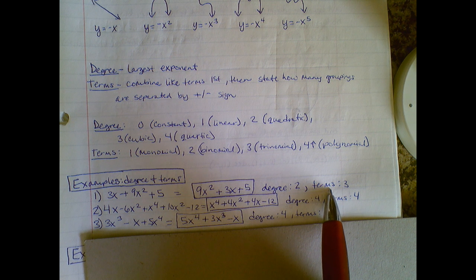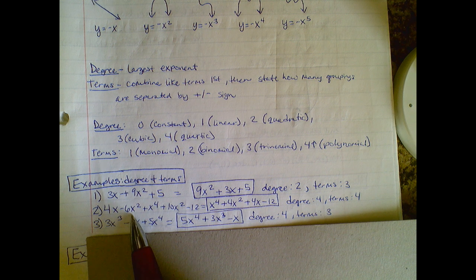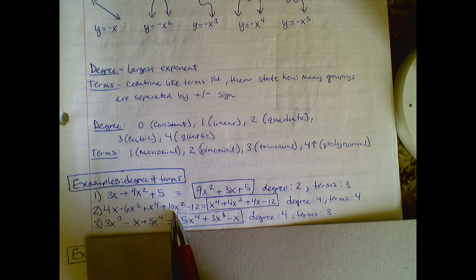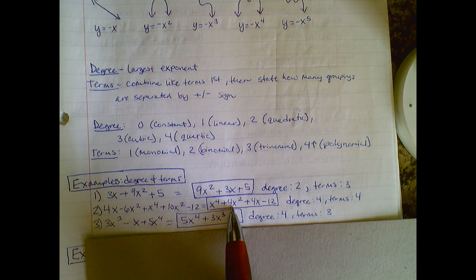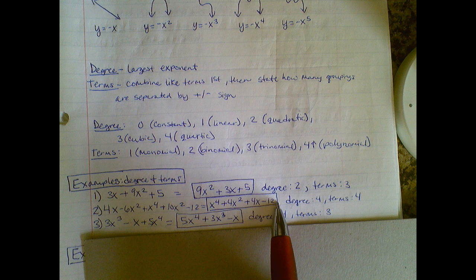This next one, we put them from highest to lowest. So this x to the 4th, sorry, is going to come first. And then notice we have negative 6x squared plus 10x squared, so we're going to combine those together and get 4x squared. And then we have that 4x comes next, and then our negative 12 comes next.